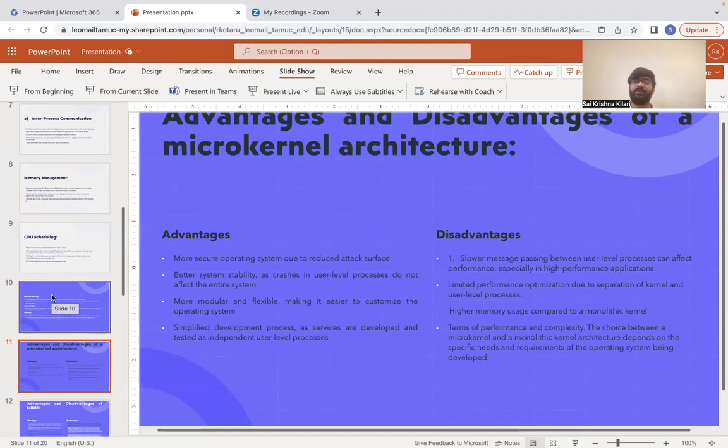Disadvantages are slower message passing between user level processes, which can also affect performance, especially in high performance applications. Limited performance optimization due to separation of kernel and user level processes. High memory usage compared to monolithic kernels. In terms of performance and complexity, the choice between a microkernel and a monolithic kernel architecture depends on the specific needs and requirements of the operating system being developed.